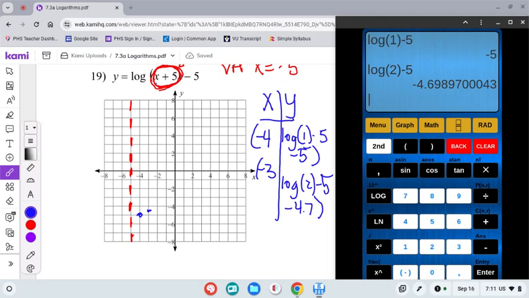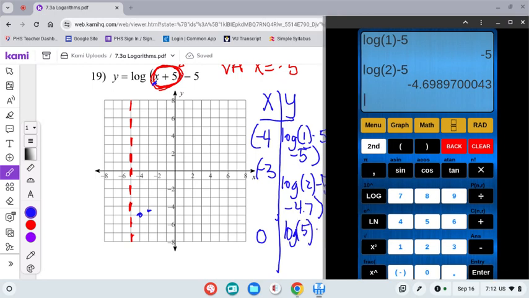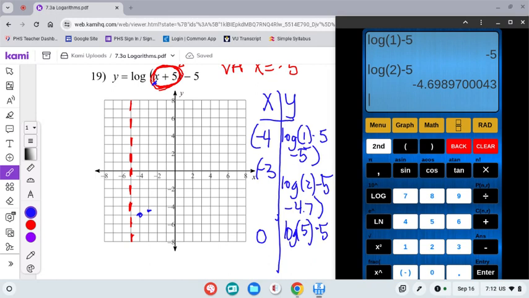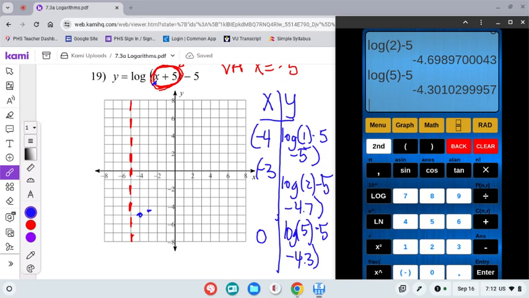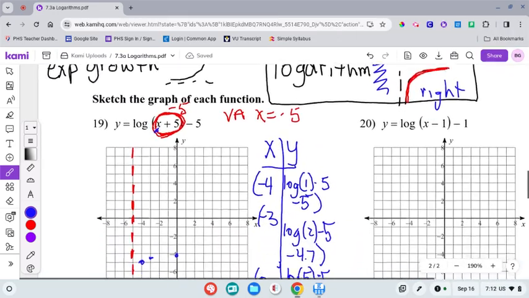Okay. So I don't know. We can plug more stuff in. Let's try plugging in 0. So plug it in. 0 plus 5 is 5. So we're going to have log 5 minus 5, which is -4.3. So 0 comma -4.3. All right, so that's probably enough, especially if I already know what this looks like.